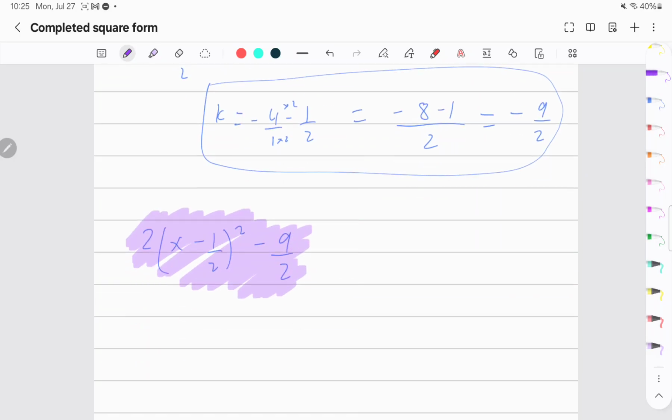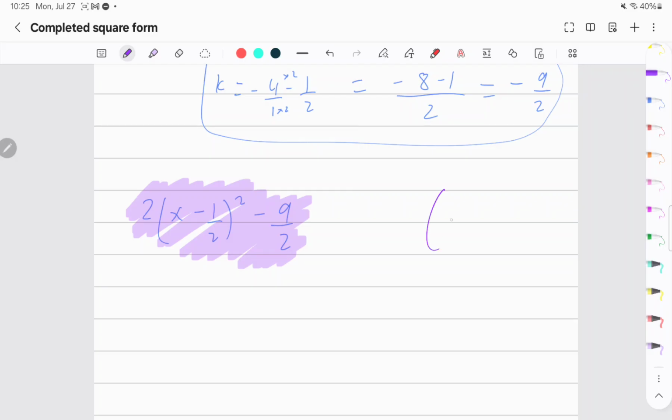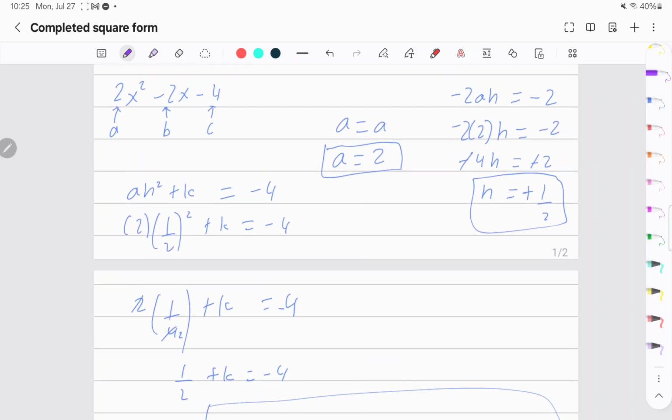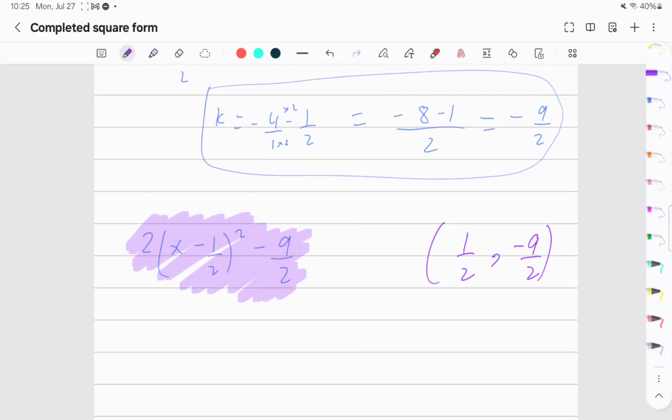And in this, you know what your turning point is. Your turning point is just simply half comma minus 9 over 2. Now notice how the turning point is not with a negative sign, because you can also see it, h is just half, and in this equation it turns negative because of the negative from the formula, but it's actually 1 over 2. So this is your vertex slash turning point.